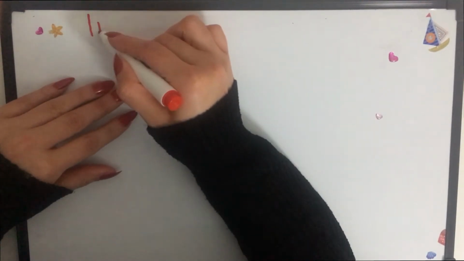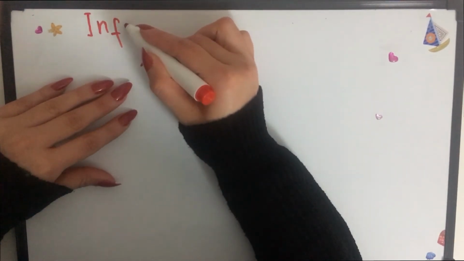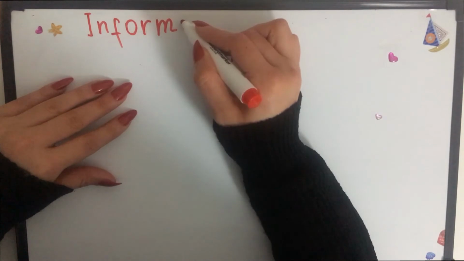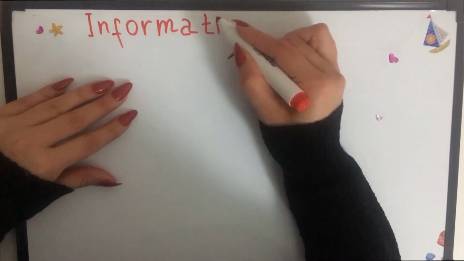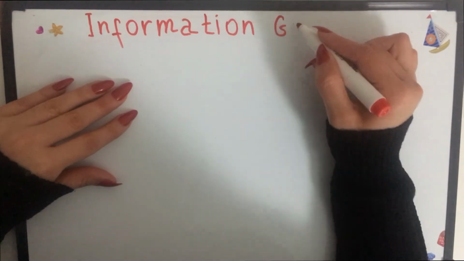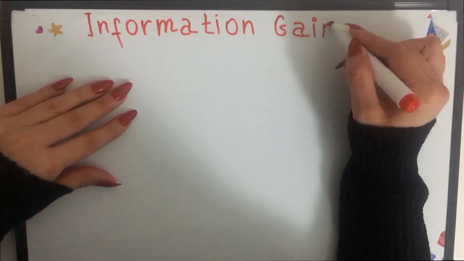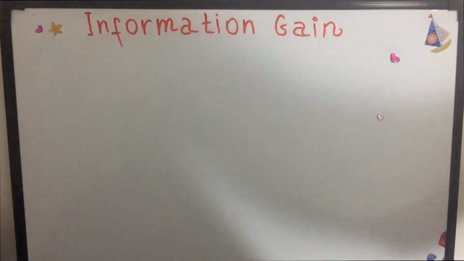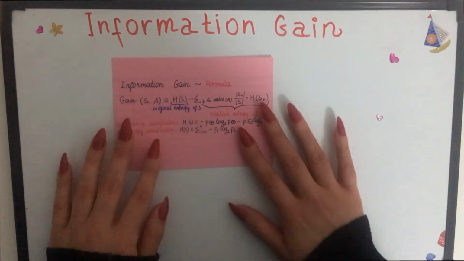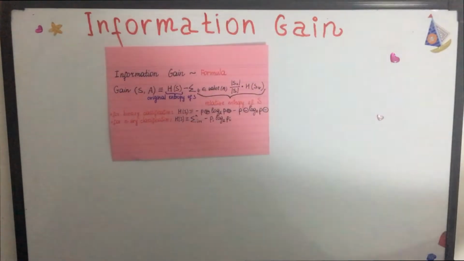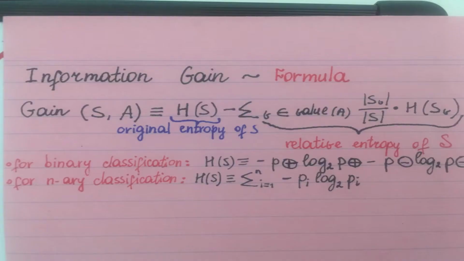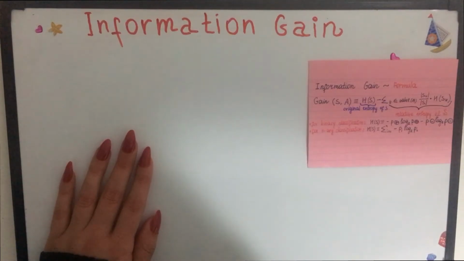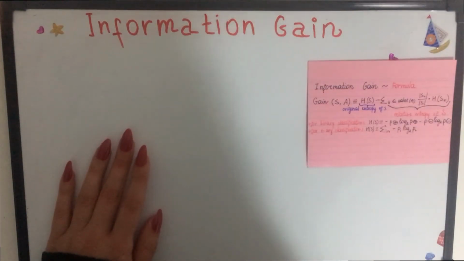In this video I'll be teaching you guys how to calculate the information gain in machine learning. So let's get started. First of all, we can analyze the formula of information gain. In order to calculate information gain, we need to subtract relative entropy from original entropy of S. And in order to calculate entropies, you see the following formulas. But I will be showing you guys in a detailed way, because we will solve an example here.